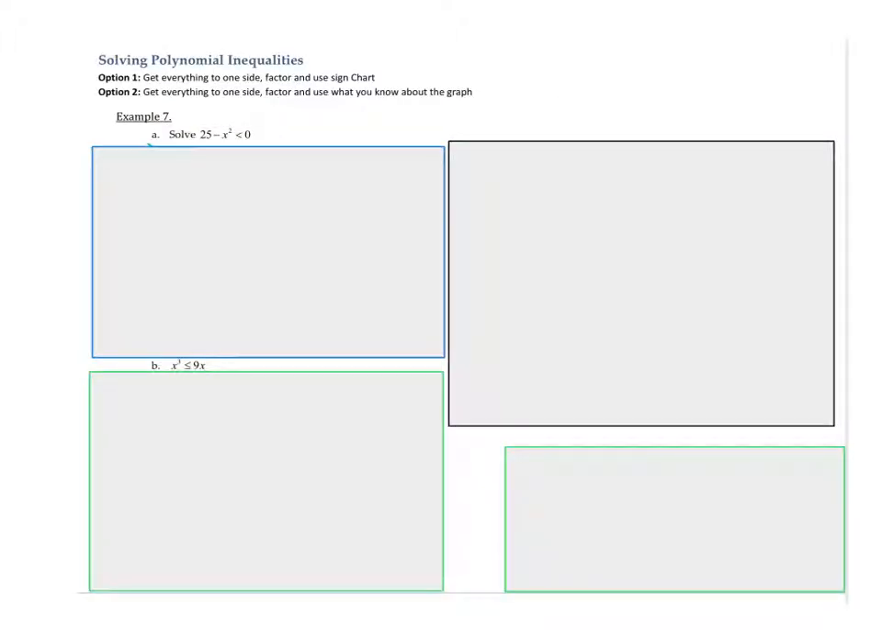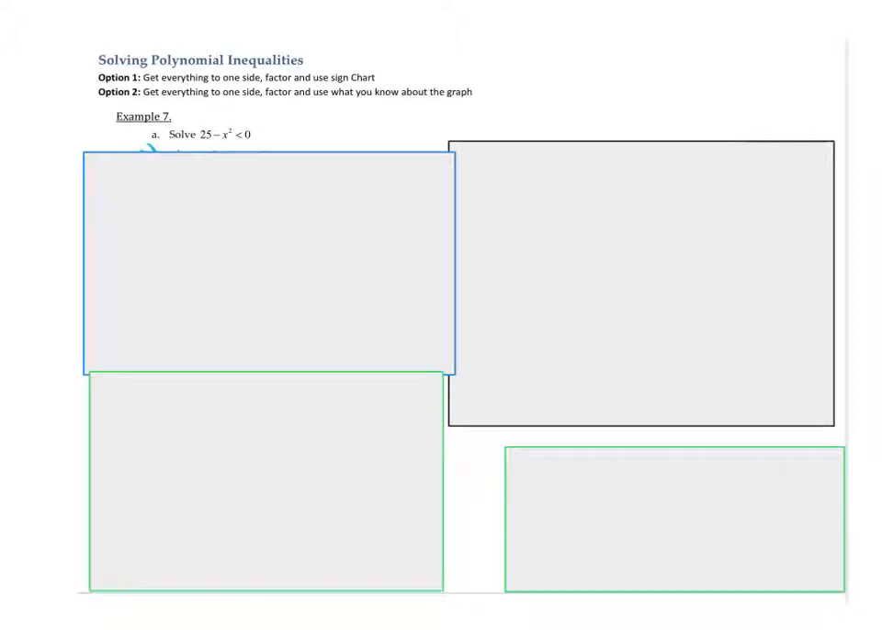Okay, so there are two options for solving inequalities, and both of them require that you get everything to one side. The first option is factor and use a sign chart. The second option is to factor and use what you know about the graph. So I have these two examples, and I'm going to show you both options.